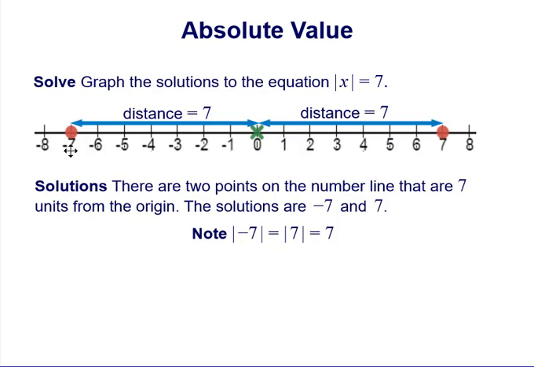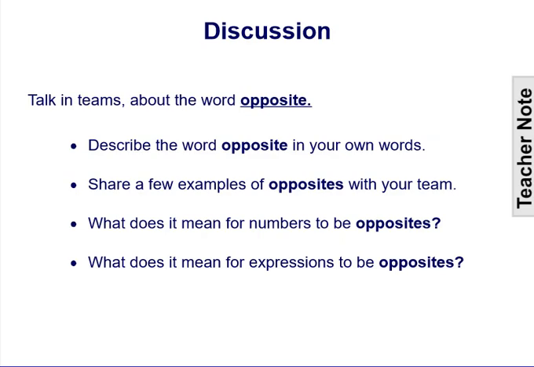which is 7. Now, when you look at absolute value, you then want to think about the word opposite and think about what that word means. So take a minute and think about the word opposite. Describe it in your own words. Share a few examples with the people around you. Think about things like maybe at first opposite things you know in real life. So maybe you're thinking of hot versus cold, up versus down, wet versus dry.